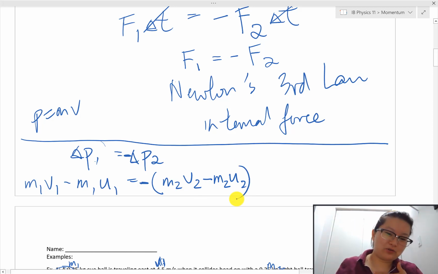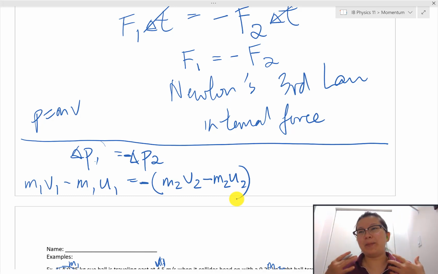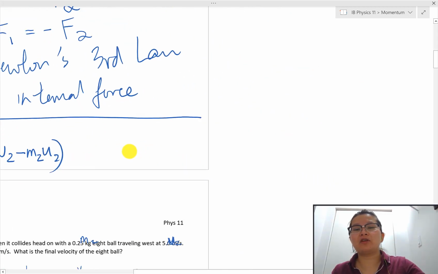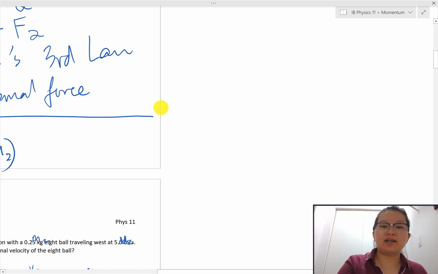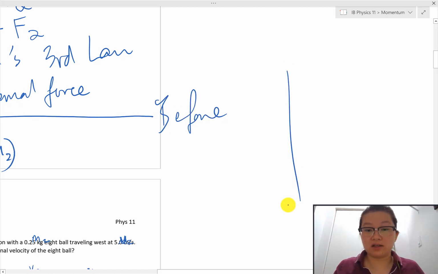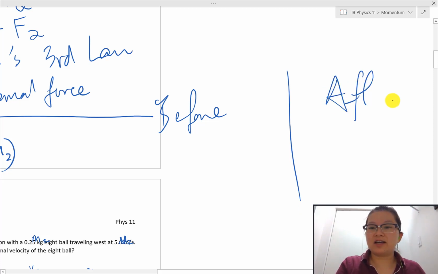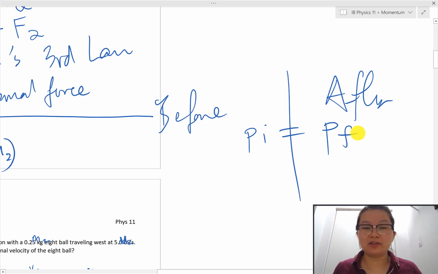What I prefer to use, and something that maybe would be better in terms of visualizing, is comparing before and after a collision. So oftentimes what I like to do is I like to draw a picture of what your system looks like before the collision. Draw a picture of what it looks like after the collision. And we know that before the collision, the momentum is going to be the same as the final momentum after the collision, assuming no external forces are acting on any of those objects.